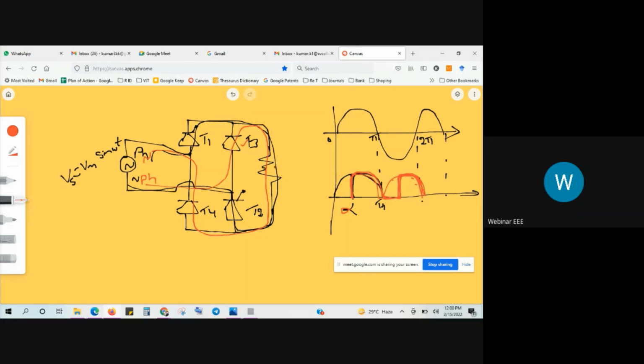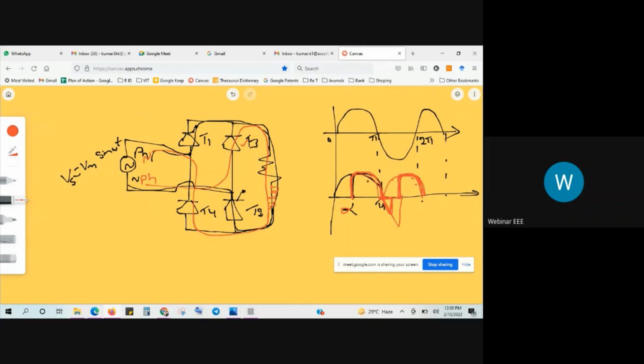Here, if we have R load, this is the output voltage. If we have RL load, with some inductance, it won't turn off at pi. It takes some time, so we get some negative spike. This negative spike is due to the inductance. If you have a small amount of inductance, there may be a small negative spike. If you increase the inductance value, it may extend up to the next cycle. So this negative spike depends upon the amount of inductance current in the load. This is about R load and RL load.